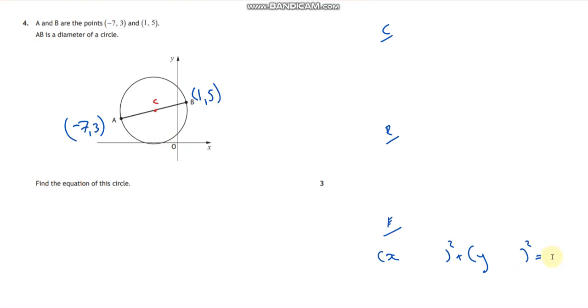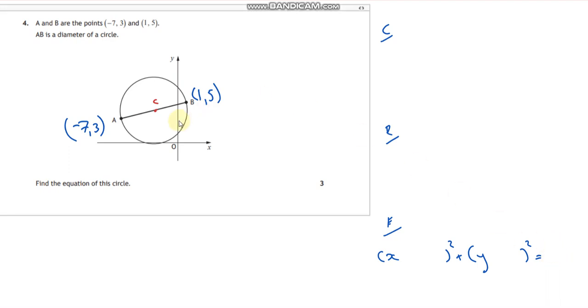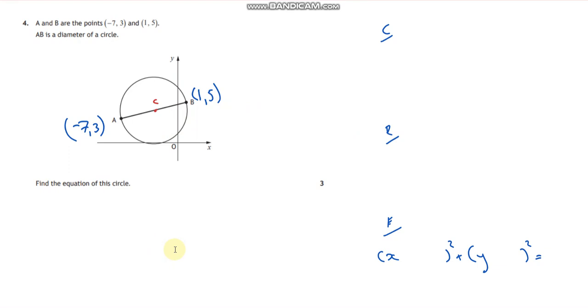So for example, if the radius is 10, I would put in 100. If the radius was root 12, I would put in 12. So let's get the radius first of all. So let's think about it. Now, Pythagoras comes into this quite a lot.